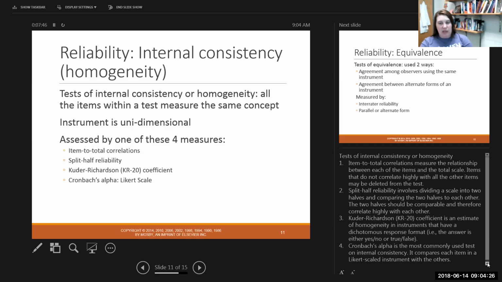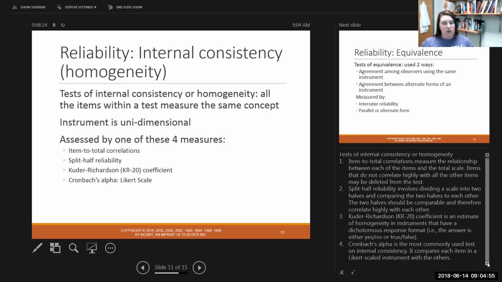With split-half reliability, we're dividing a scale into two halves and comparing those two halves. They should be correlated to one another. With the KR-20 coefficient, it is an estimate of the homogeneity in the instrument. And then Cronbach's alpha is the most commonly used test of internal consistency, and it compares each item in a Likert scale with the others on that instrument.